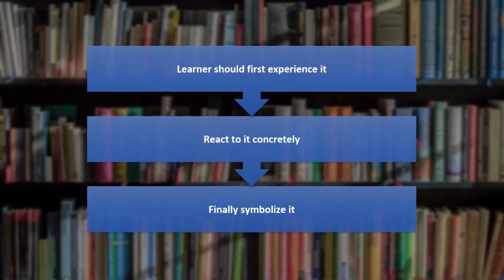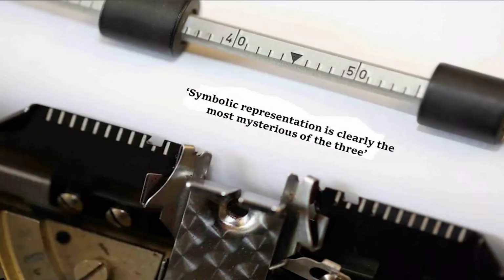Now, Bruner also realized that the instruction for the learner should also be sequenced. In other words, for learning to occur best, a learner should first experience it, then react to it concretely, and finally symbolize it. Rather than neatly delineated stages, the modes of representation are integrated and loosely sequential as they translate into each other. Symbolic representation remains the ultimate mode, for it is clearly the most mysterious of the three stages.